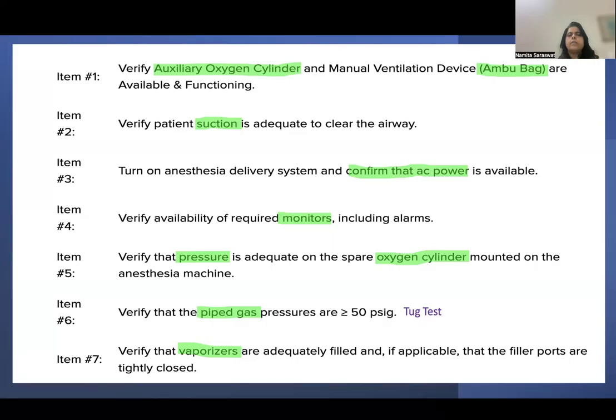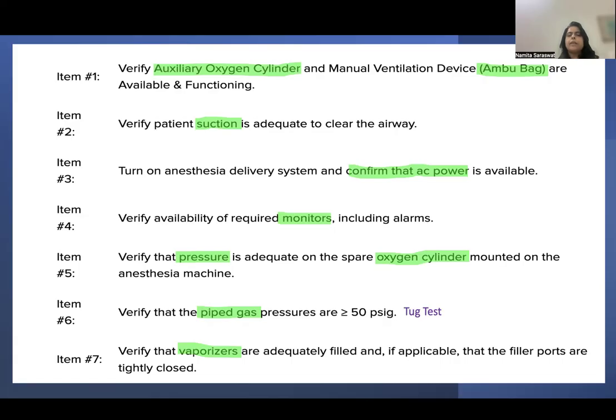Third, turn on the anesthesia delivery system and confirm that the AC power is available and battery backup is there. Fourth, verify the availability of required monitors, including alarms. Then check the oxygen cylinder pressure of the cylinders mounted on the anesthesia machine. In the workstation, they are mounted at the backside. Then move on to the gas pipeline. Check the pipeline pressure. It should be greater than 50 psi, and do the tug test also.